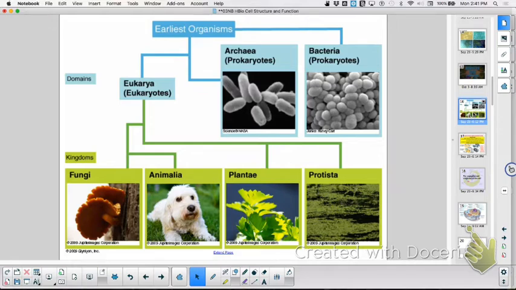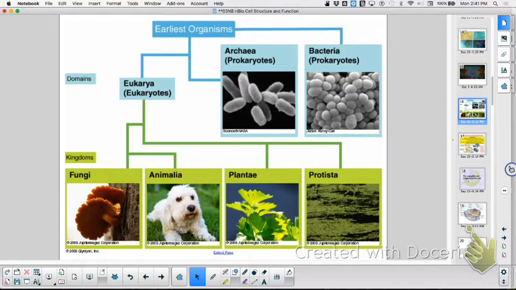So two of the domains are very similar. What two domains are very, very similar? Archaea and Bacteria. What's similar about them? Yeah, they're both prokaryotes. Okay, what's the difference between Archaea and Bacteria? Which one is a little more on the edge, a little more extreme? Archaea. Yeah, they live where it could be really salty, or really hot, or have a really low pH.